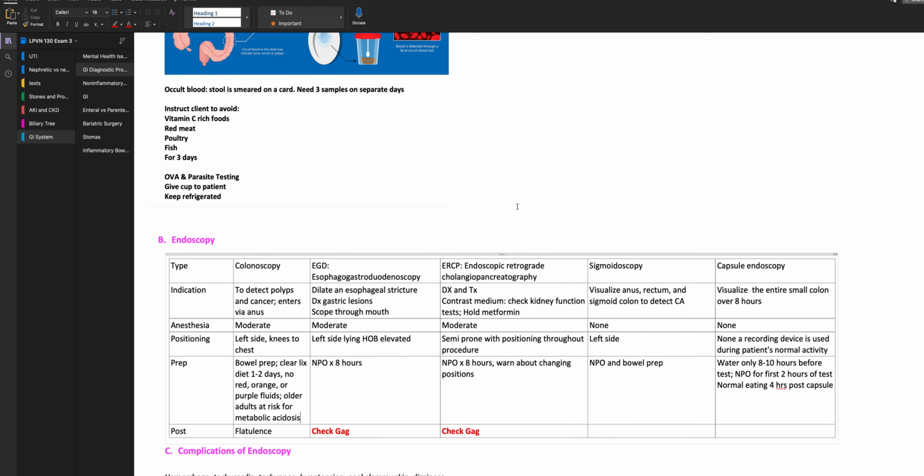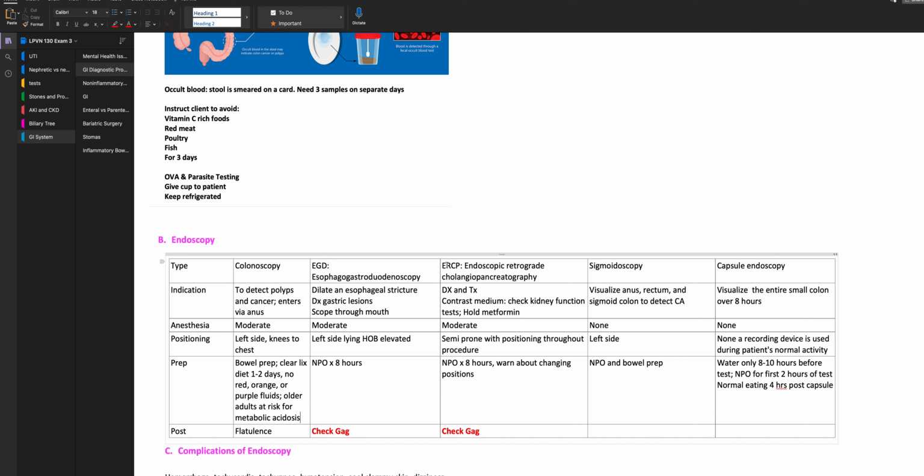Okay, the EGD is also called upper endoscopy. It's an esophagogastroduodenoscopy. It can be done to dilate esophageal strictures and to diagnose gastric lesions, and the scope goes through the mouth. The mouth is anesthetized. Okay, so the patient's going to be side lying, head of bed up. They need to be NPO 8 hours before.